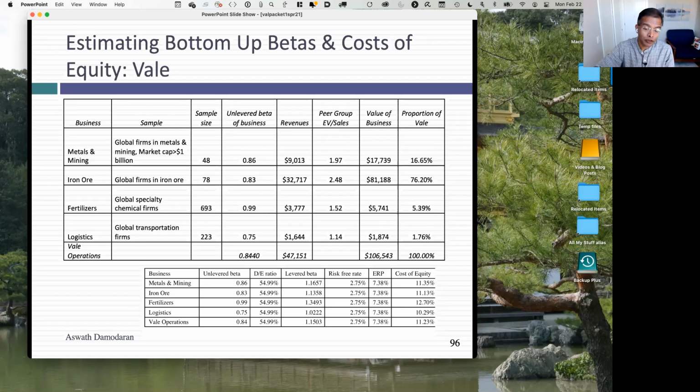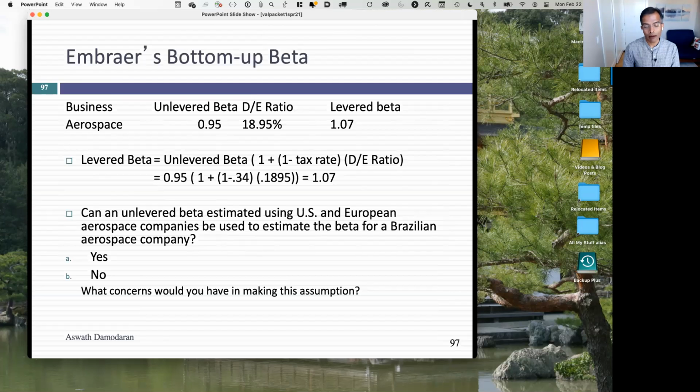So maybe the place to start, if you're looking at a Chinese healthcare company, is the beta for Chinese healthcare companies. If you have 40 or 50 companies in your sample, you're already home. Might as well use that sample. So start narrow and expand. I think that's the best strategy. In fact, with Embraer, that's what I did.